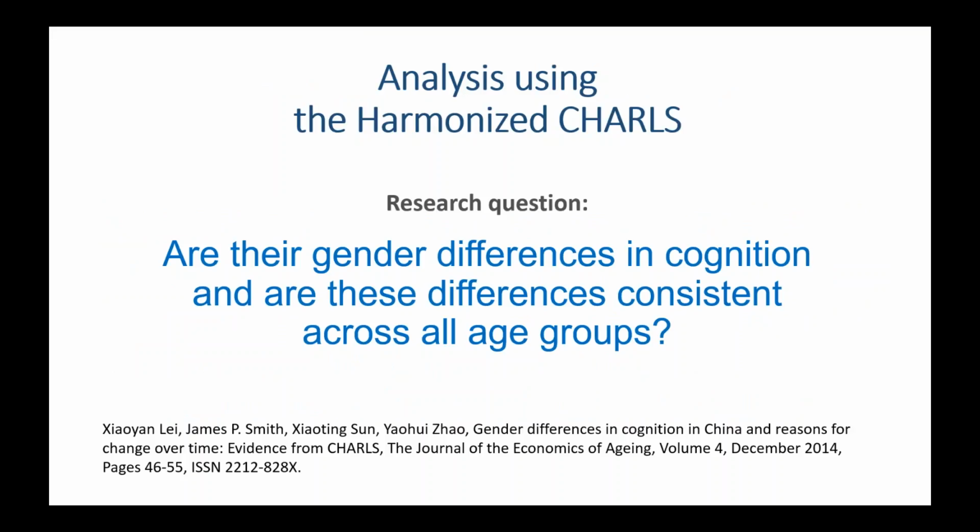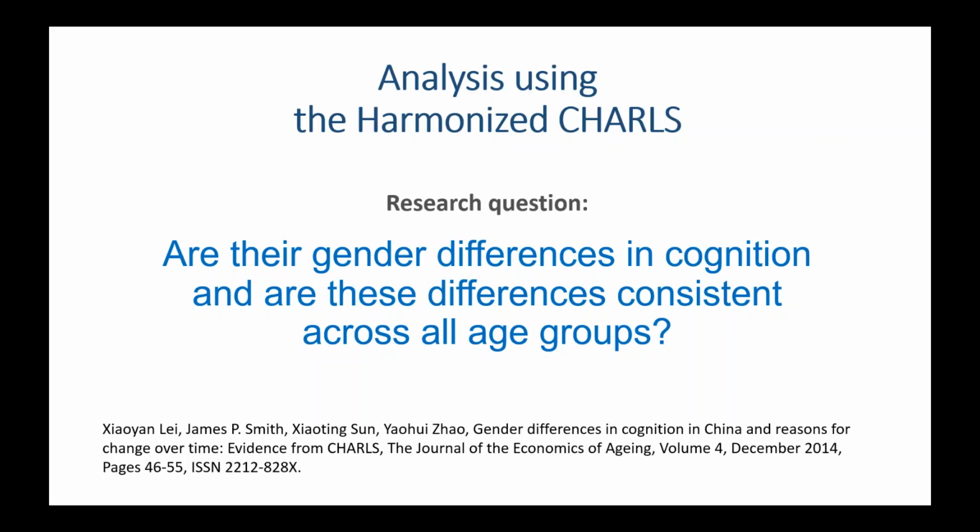So for our first analysis, we're going to pose the research question: are there gender differences in cognition? And are those differences consistent across all age groups? So do we see differences, using some kind of summary of cognition or cognition measure, between males and females? And then are those differences between males and females different for different age groups?